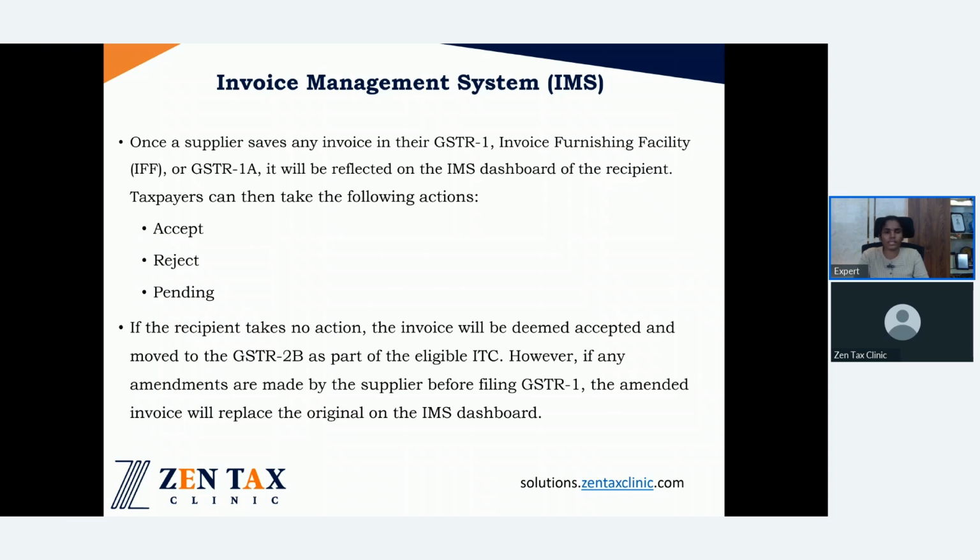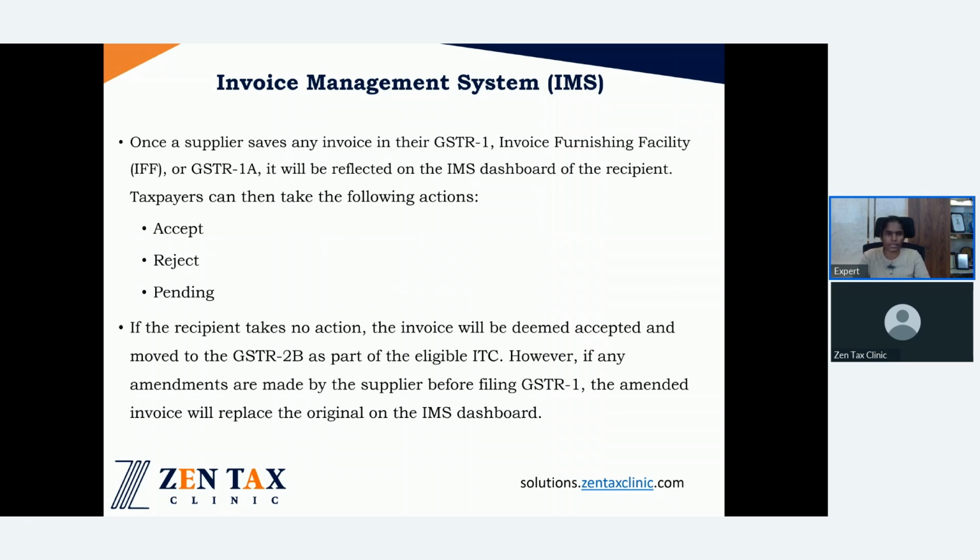Now, if a recipient takes no action, it will be considered as deemed accepted and moved to the 2B of the recipient, and it will be part of the eligible ITC of the recipient. However, if the supplier makes any amendments before filing their GSTR 1, the amended invoice will replace the original invoice on the IMS dashboard, and based on the action of the recipient, it will be reflected in the 2B.